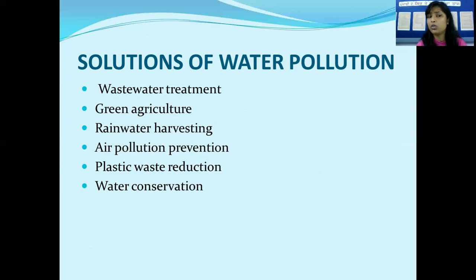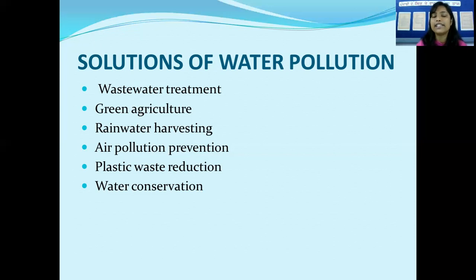See, I told you all the pollutions are interrelated. When air pollution is there, when there are a lot of greenhouse gases in the air, it is causing a lot of evaporation of water. So somewhere it is affecting the water quality also.